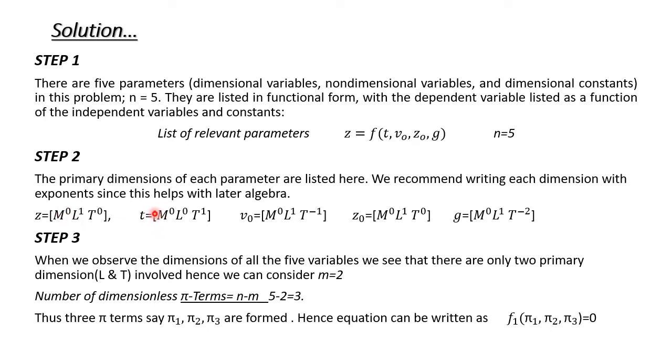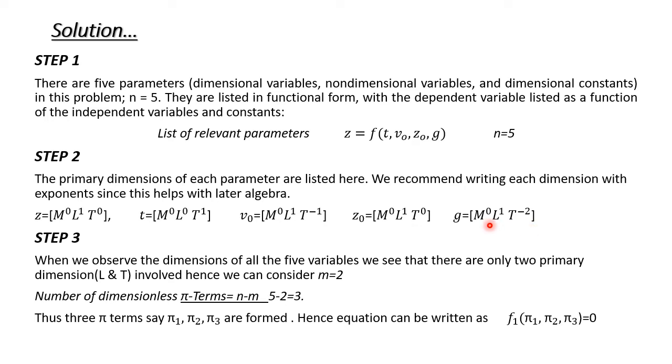And here time is T1, whereas M0 and L0. And velocity is meters per second, that is length per second, T to the power minus 1. So M0 is nothing but 1, and we get L1 T to the power minus 1. In a similar fashion, we have written the dimensions for z0 and the dimensions for g.